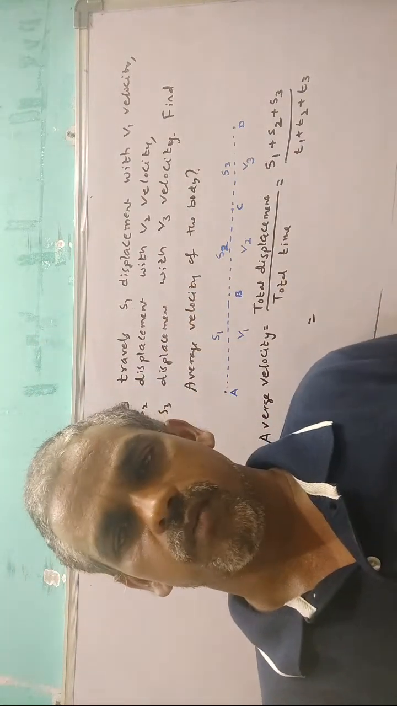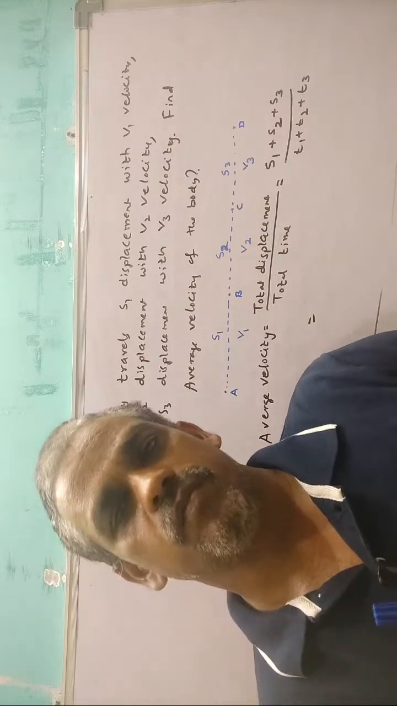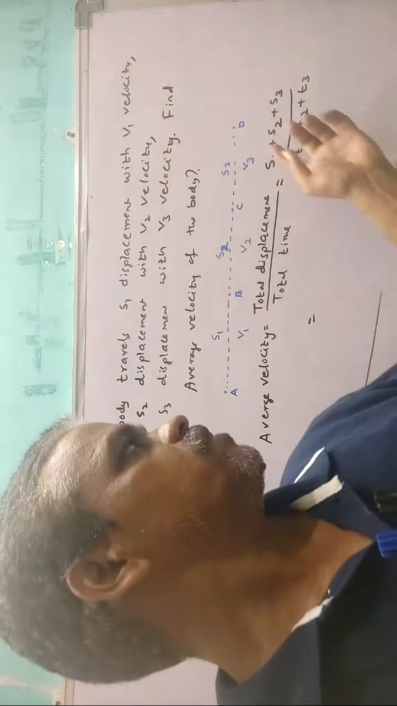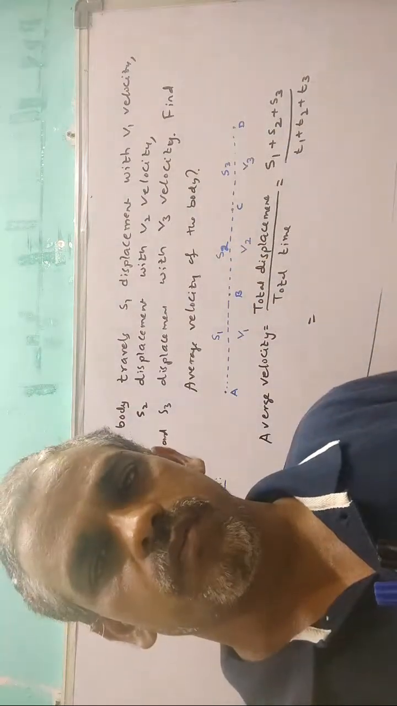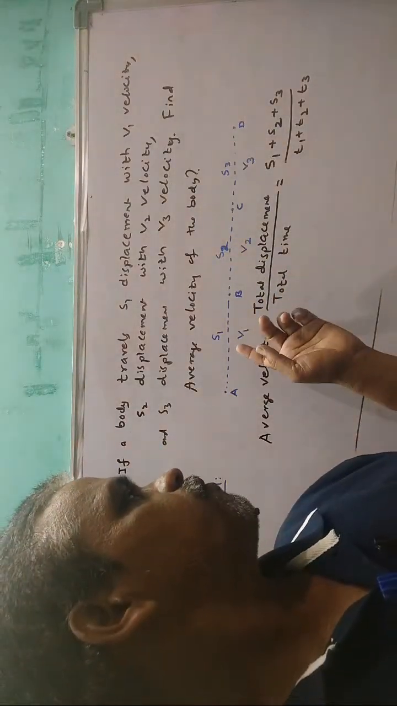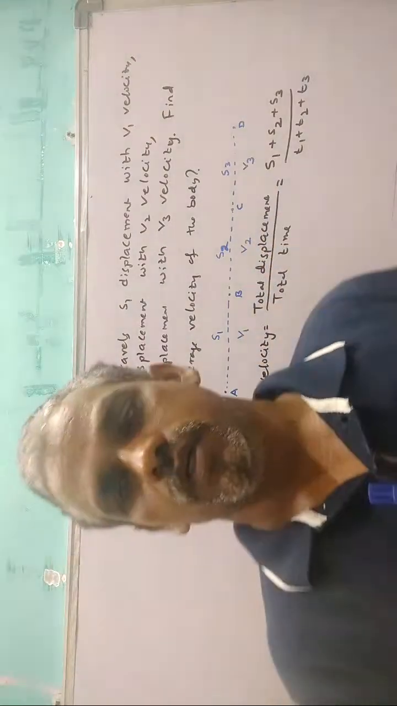Do we know them? Do we know those? We don't know. But we have the formula, s1, s2, s3. s1, s2, s3 we have in the question. But we don't have t1, t2, t3. What will we do?